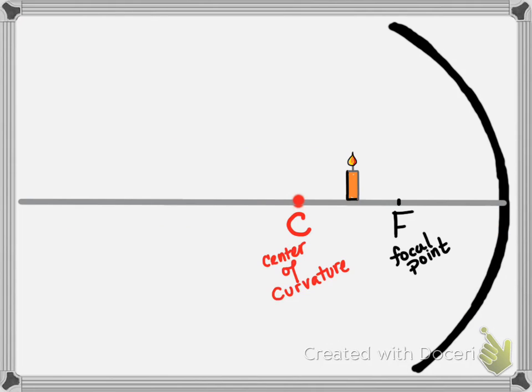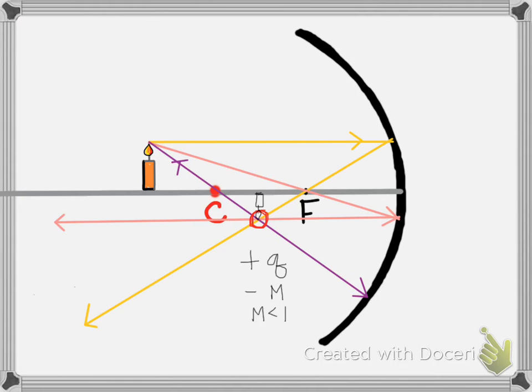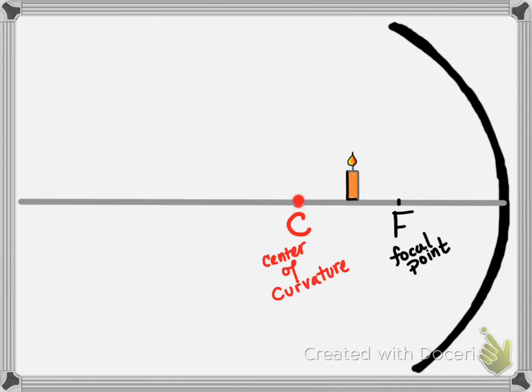Okay, we have a slightly different setup here in that we've now placed our object between the center of curvature and the focal point. You'll notice that here the object was outside the center of curvature, and we got a real inverted reduced image. Now we have an object that's between the center of curvature and the focal point, and our ray tracing approach is exactly the same.